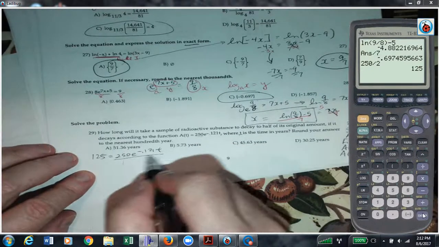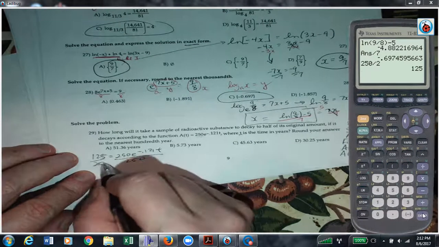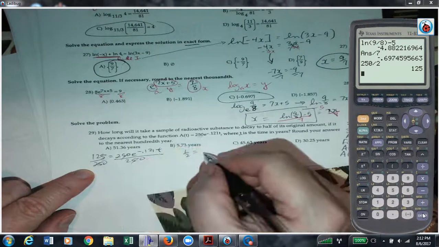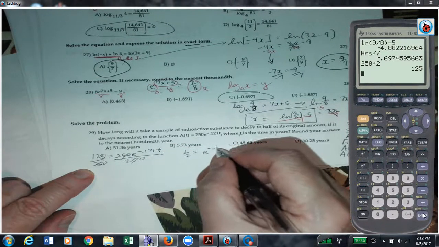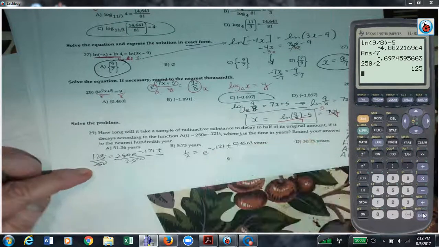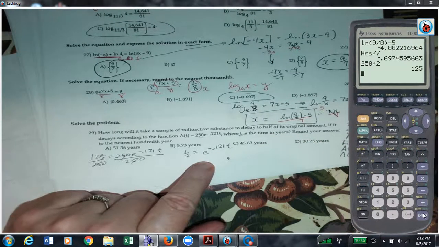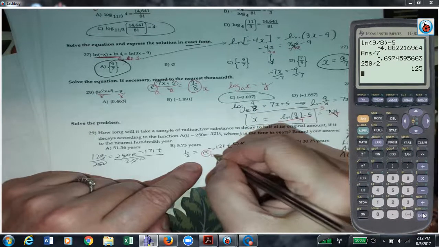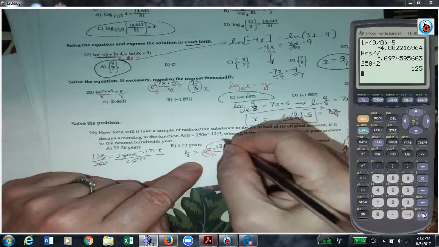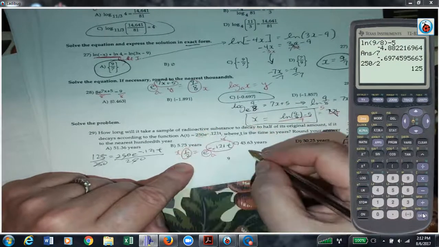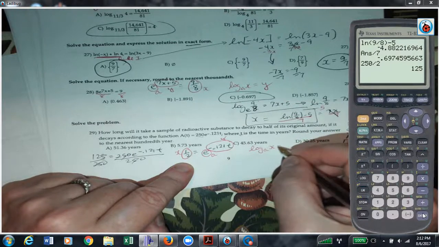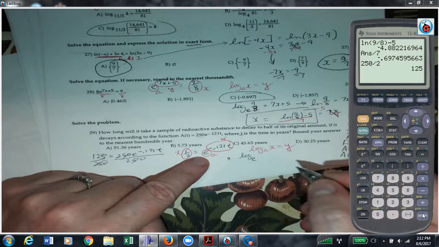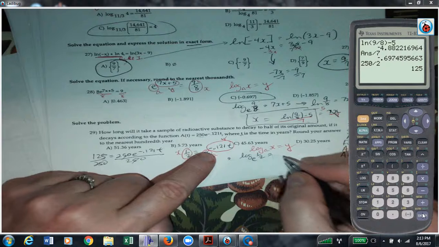All right, so I'm going to divide both sides by 250. So that reduces to a half. The 250s cancel there. And now I have an exponential equation that I can convert into a logarithmic equation. So a to the y is equal to x, and I can convert that into logarithmic form. So I have log base e of the red x is equal to the red y.